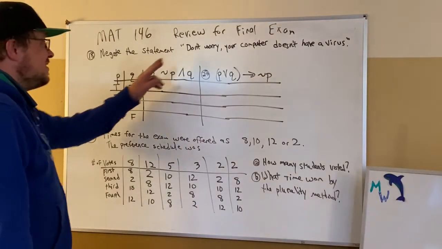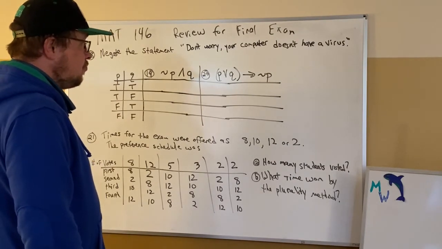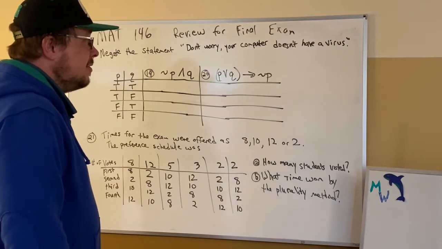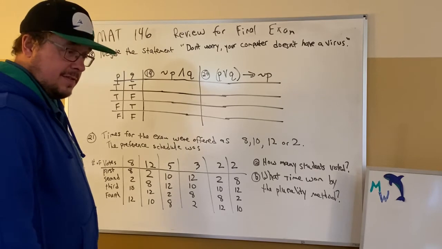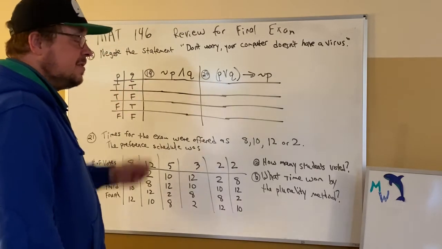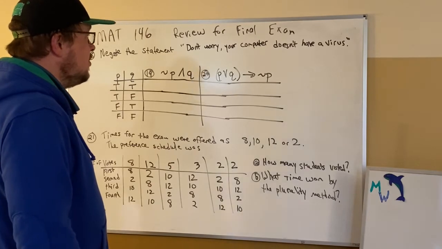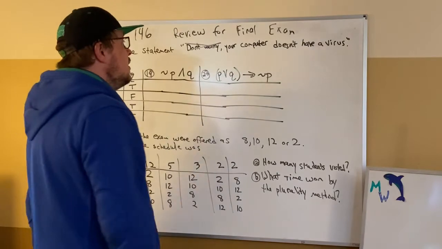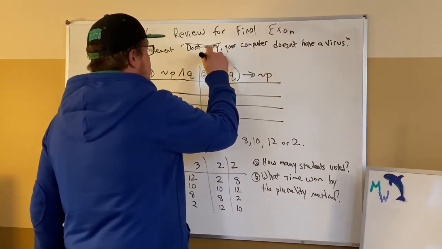We want to negate the statement that says, don't worry, your computer doesn't have a virus. So don't worry is a warning. It's not got anything to do about the reality, because what we want to do is we want to say it is false that, and then go with this and then simplify the expression. Don't worry, your computer doesn't have a virus. It is false that don't worry, your computer doesn't have a virus. Let's get rid of don't worry. It is false that your computer does not have a virus.